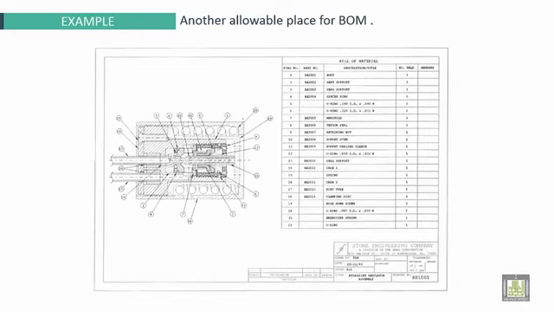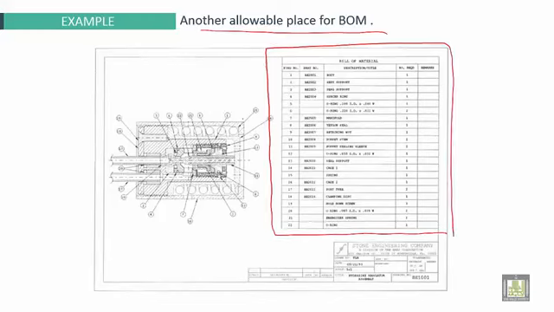Here we have an example for another allowable place for bill of materials. This is another allowable place for BOM, bill of material. It is up in the up region of the graph or sheet paper. We have here the reference number, here the reference number of the part used, description and title here, and number required or quantity, and here it is some required notes.